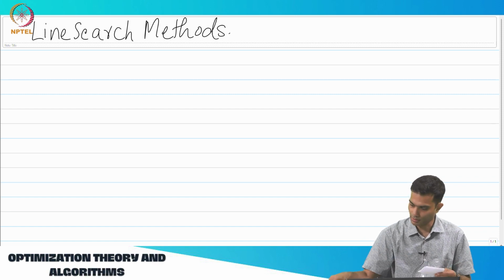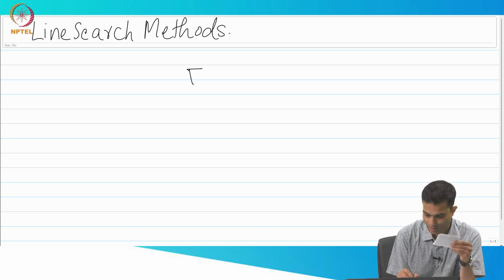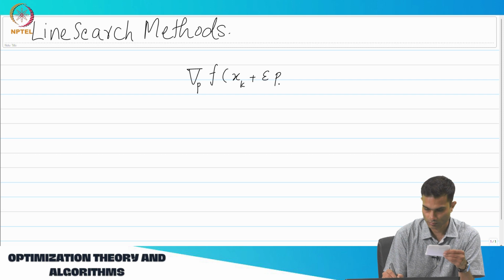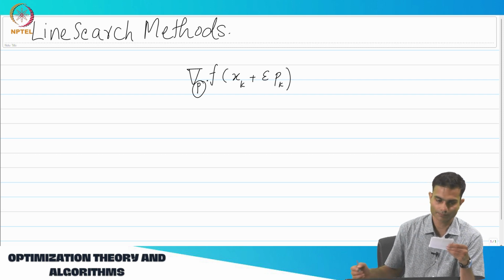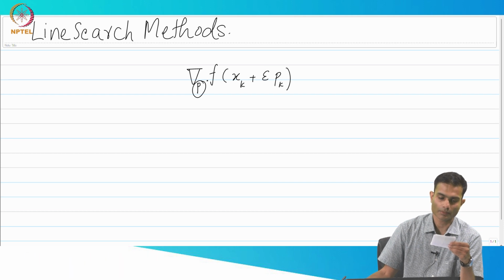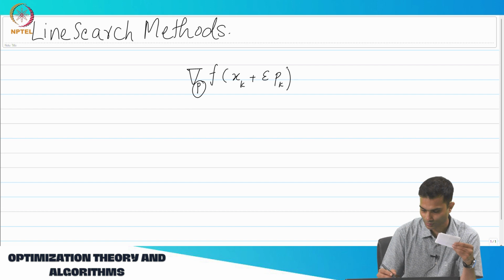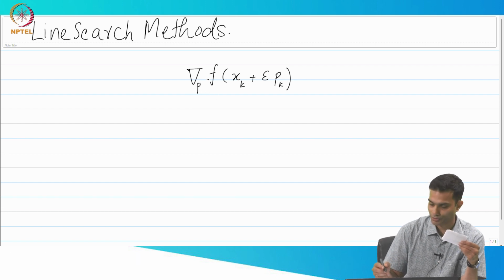Okay, so the question is, let me write down the expression. This has caused some amount of confusion. The question is that this P over here, is it any arbitrary direction or is it pk? Okay, so there is a little bit of confusion and I am partly to blame for it. So technically what I should have written is this.